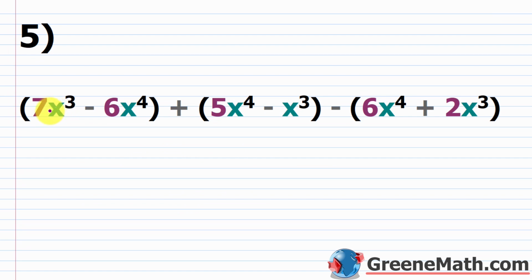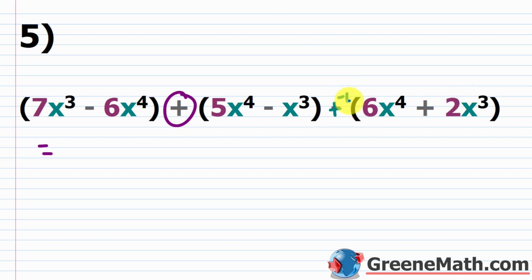So we have this quantity 7x cubed minus 6x to the 4th power, then plus our quantity 5x to the 4th power minus x cubed. Lastly, minus this quantity 6x to the 4th power plus 2x cubed. Okay, let me put equals here. And of course, for this guy and this guy, you can just drop the parentheses because it's just this addition right here. But once again, when you see subtraction, you want to change this into addition of the opposite.